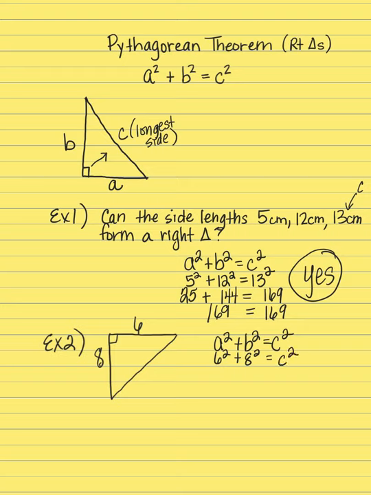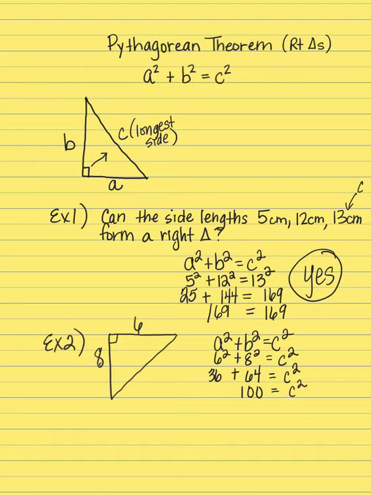Now I'm going to square the ones that I have numbers for. So 6 squared is 6 times 6 is 36. 8 squared is 8 times 8, which is 64. Bring down your plus sign and your equals C squared. Now on the left side, we can add like terms. 36 plus 64, we can add and get 100. On the right side, just bring down C squared.